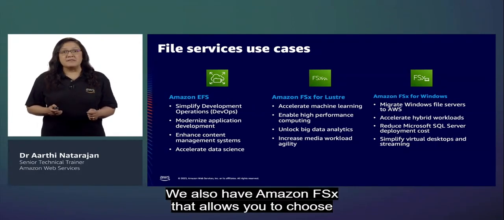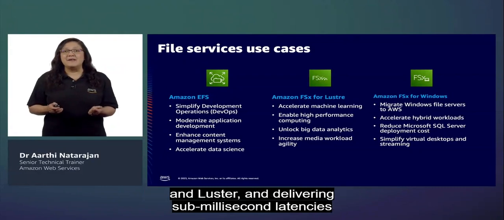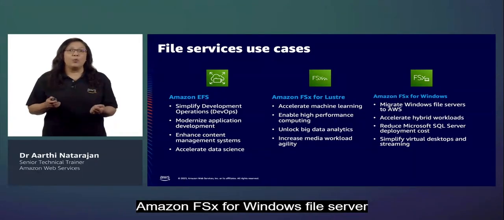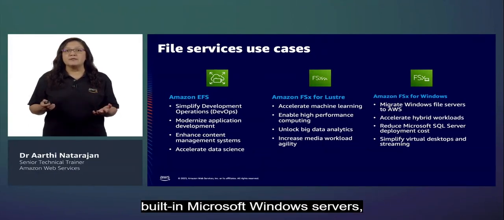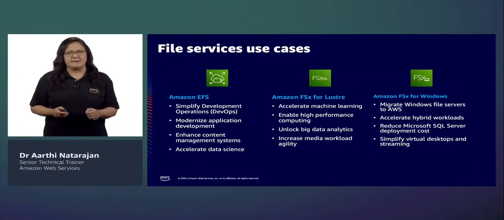We also have Amazon FSx that allows you to choose between widely used file systems such as Windows File Server and Lustre, delivering sub-millisecond latencies and high throughput. Amazon FSx for Windows File Server provides a fully managed shared storage built on Microsoft Windows servers backed by a fully native Windows file system.